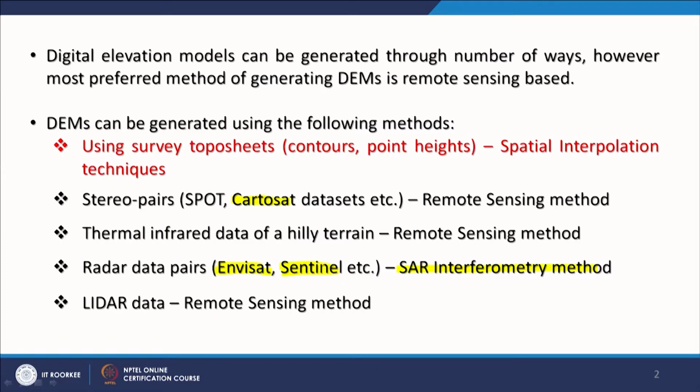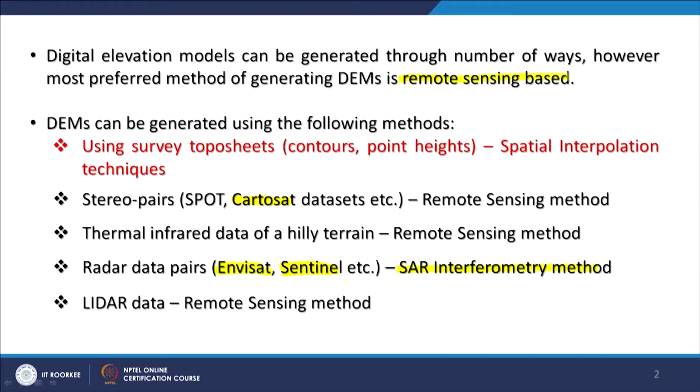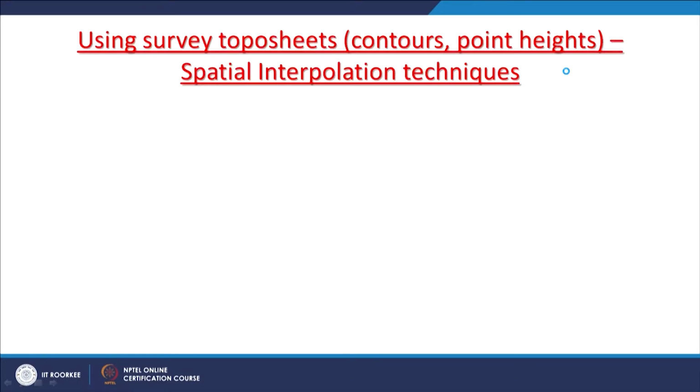Now the latest method is based on LIDAR data, and again it is also a remote sensing method. Initially the development took place for ground based 3D mapping, and later the satellites started coming with LIDAR sensors, and they can provide LIDAR data as well. So there are at least 5-6 methods available for generating digital elevation models which are completely based on remote sensing. We will discuss them one by one in these 3 lectures.